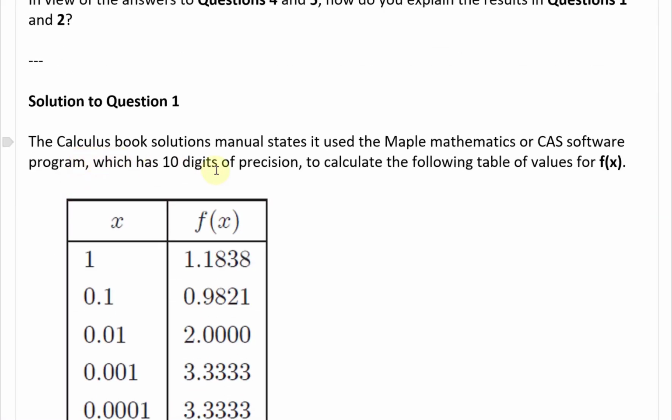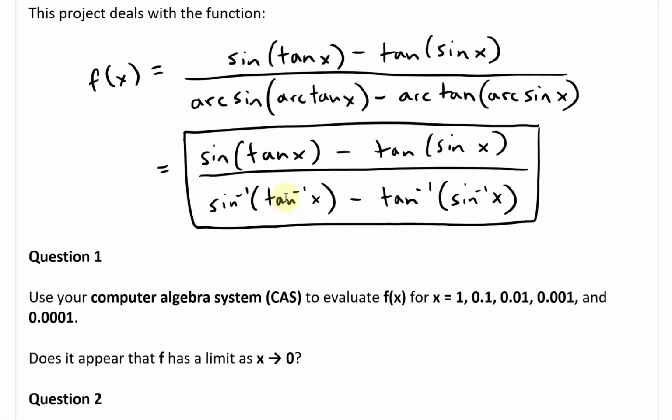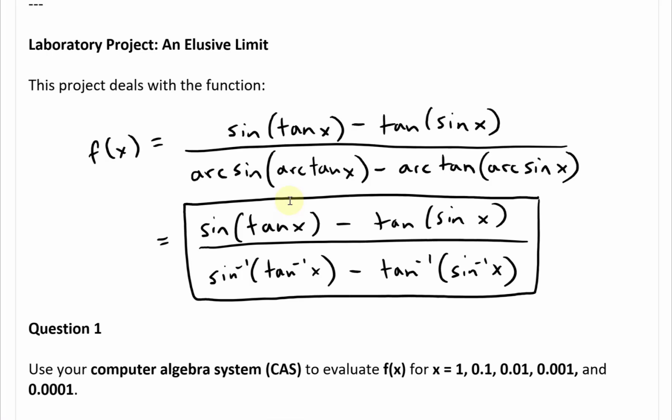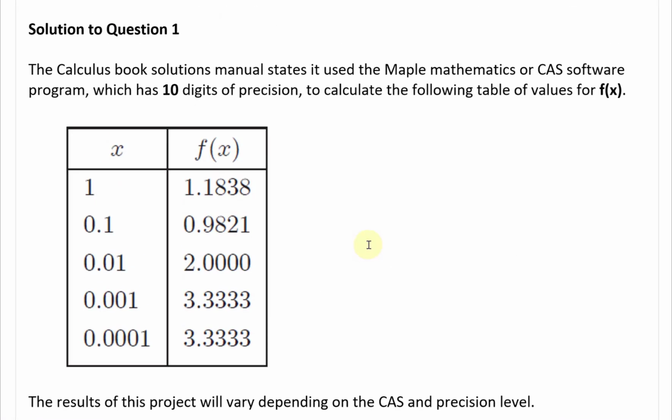The calculus book solution manual states it used the Maple mathematics or CAS software program, which has 10 digits of precision, to calculate the following table of values for f of x. This is from the calculus book solution manual. Message me and I'll send it to you. I don't want to put a link out just for legal and copyright issues. Anyways, so we plug in 1 inside here and see what we get for f of x. Let's go over that, then we'll go over question 2 and read it out as we go along.